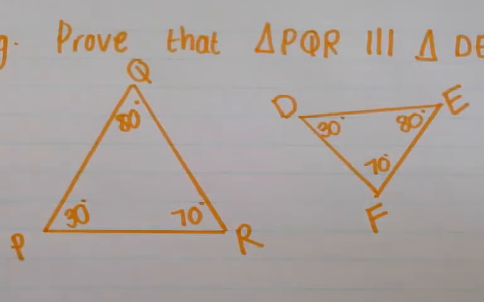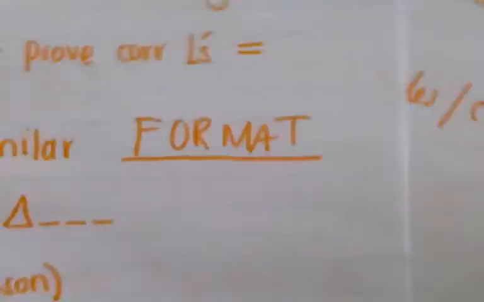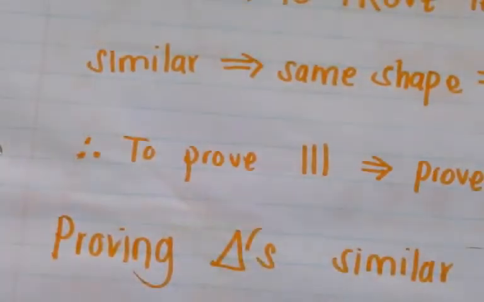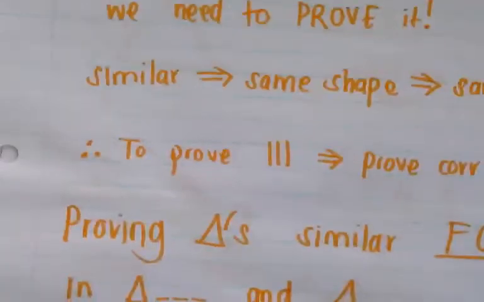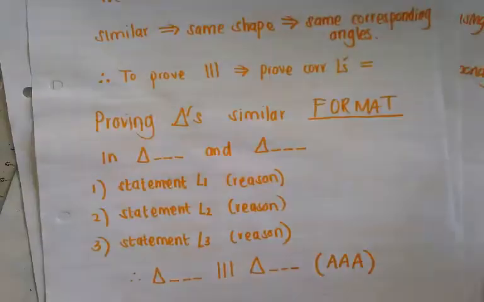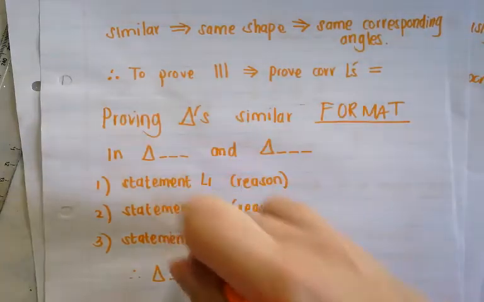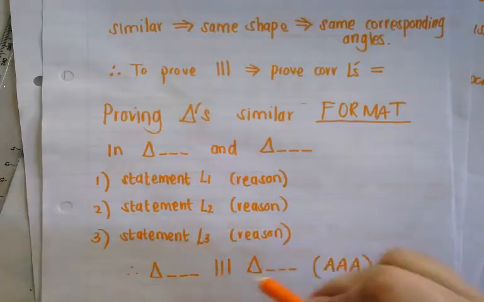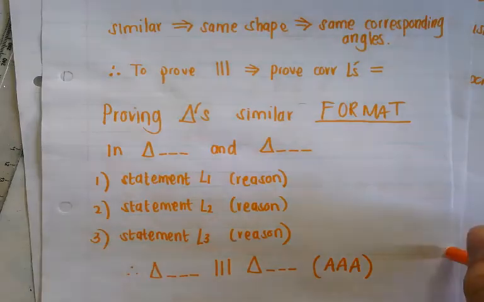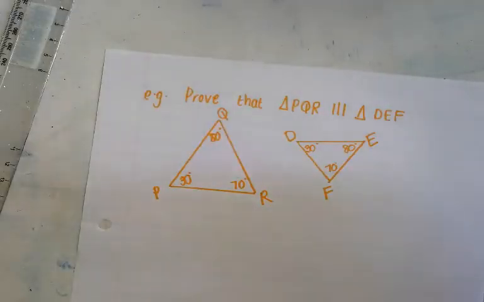So my question says prove that they are similar. So I have to use the format. Just a reminder of what that format looks like. I need to say: in triangle and triangle, angle, angle, angle. Therefore, triangle similar to triangle, angle, angle, angle. So that's what my format has to look like.